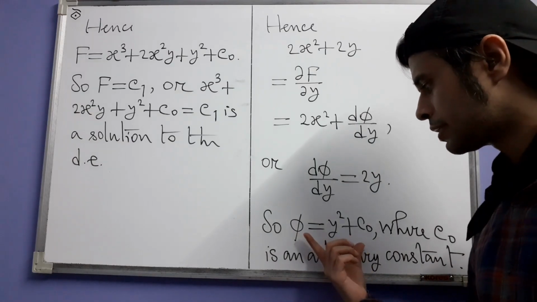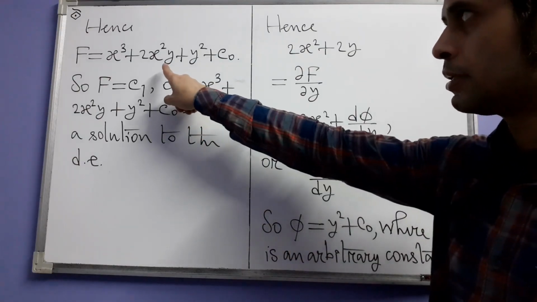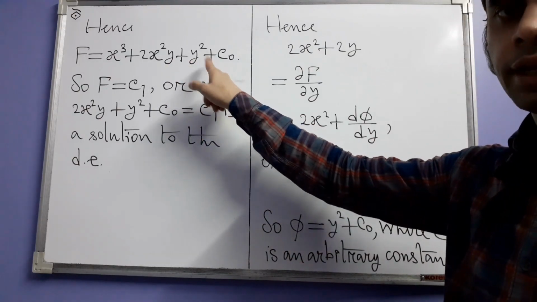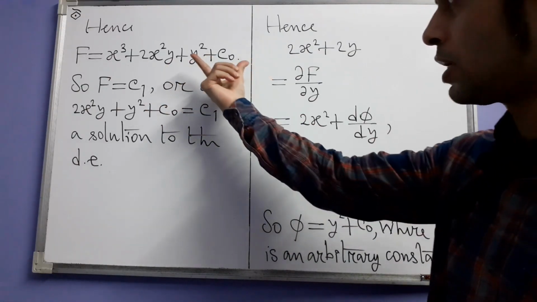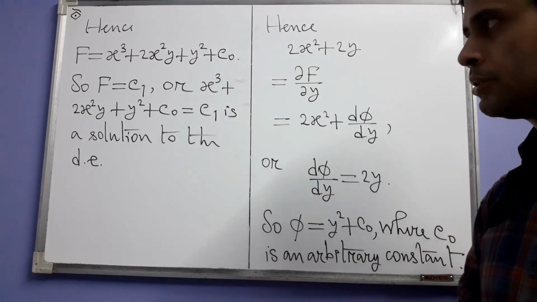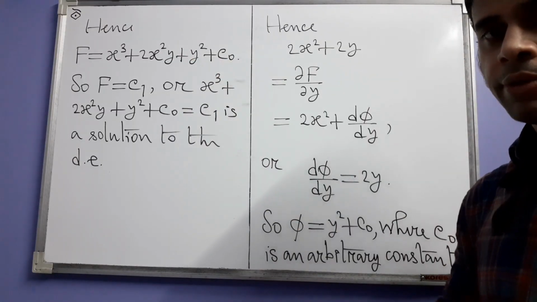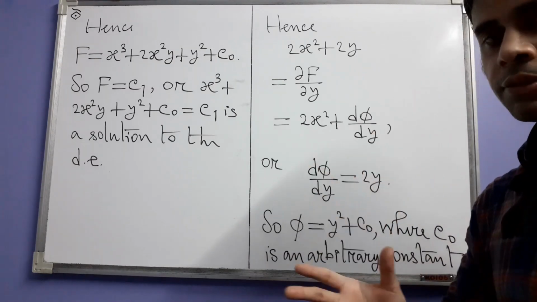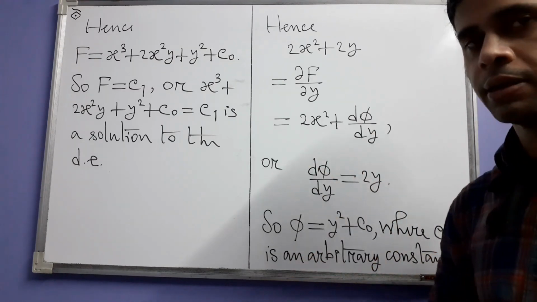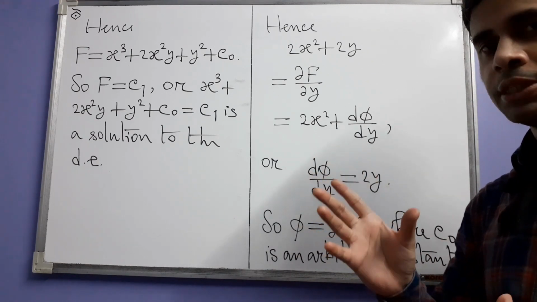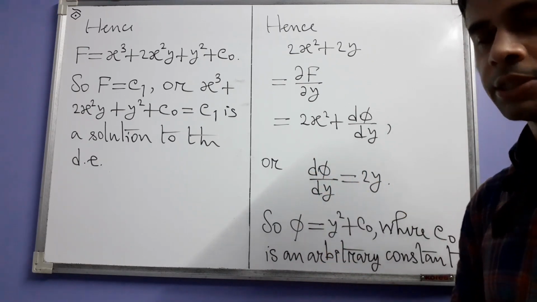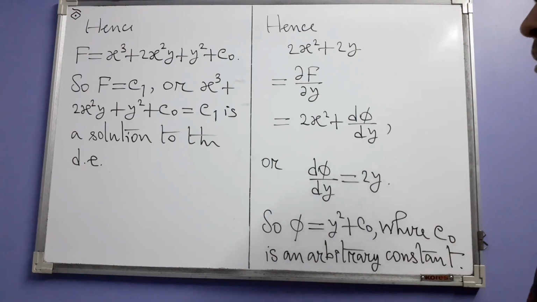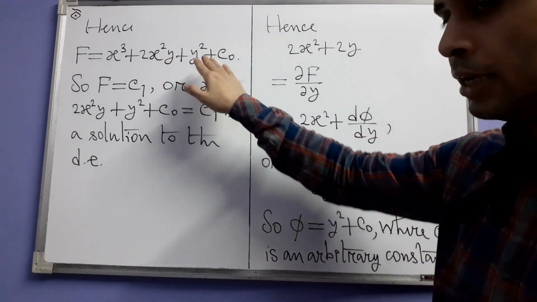So using this expression for phi, f turns out to be this, x cube plus 2x square y plus y square plus c naught. So that's it. You have found f. Do you see how easy it is? The proof was complicated because it was general. There you worked with general functions. That's why it was complicated. But anyway, finding only f is not enough.